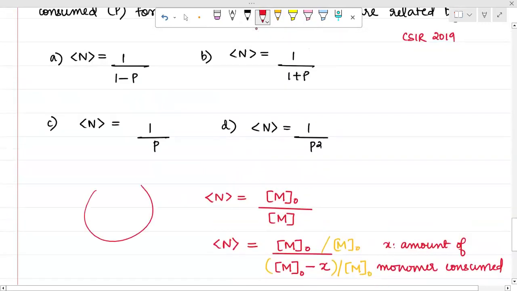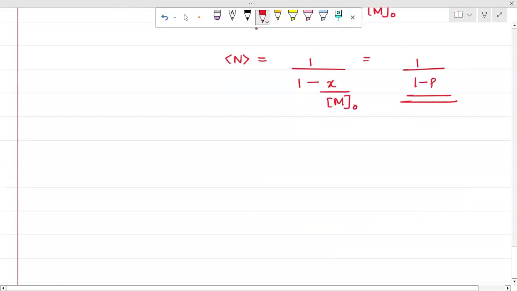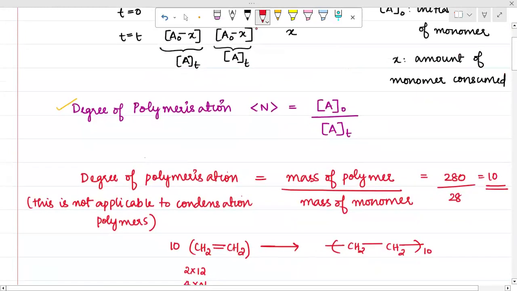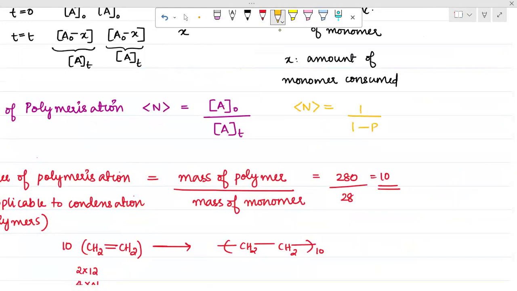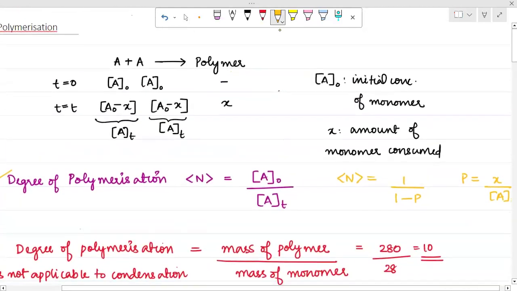Option A, 1 by 1 minus P, option A. Very important. So this is the third equation that you can add. In the beginning, we have written two equations, one for degree of polymerization in terms of just the monomer concentration initially and finally. To this, you can also add that the degree of polymerization is equal to 1 by 1 minus P, where P is X by M naught, the fraction of monomer consumed. That is another equation. Okay? Easy.